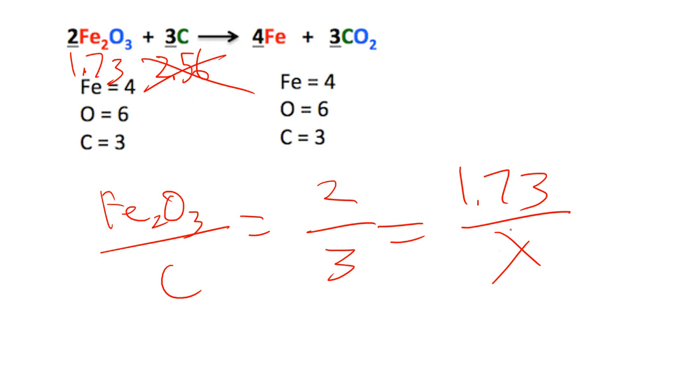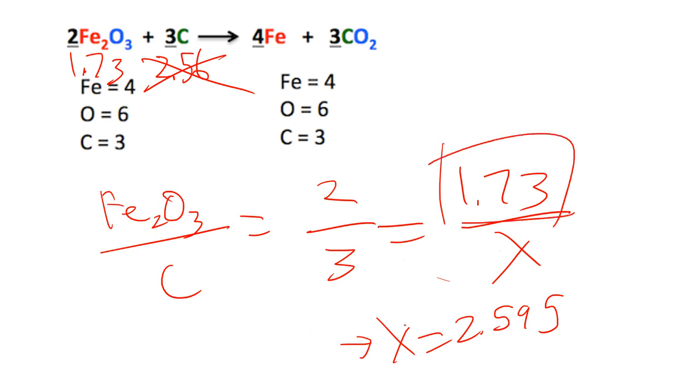When we solve for X, we get 1.73 divided by 2 times 3. We get 2.595. Okay? Now this is how much carbon we're supposed to have if we have 1.73 iron oxides, and we do. But we don't have that much. We only have 2.56. So we know carbon is limiting and iron oxide is excess. So that is an introduction to limiting and excess reagents.